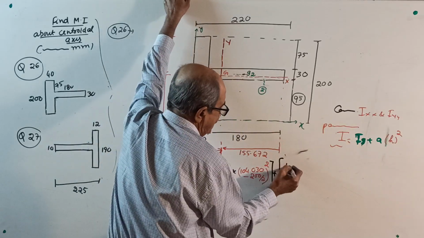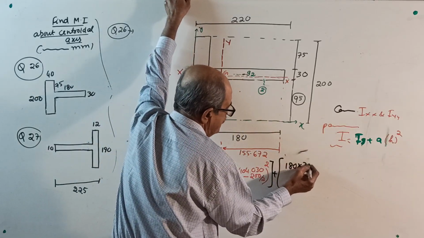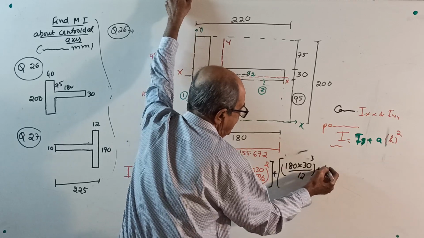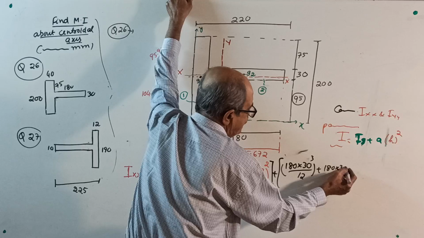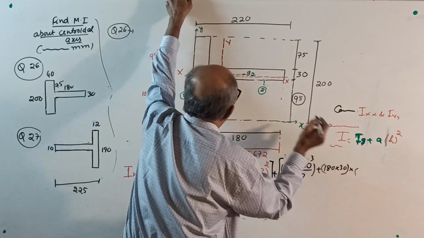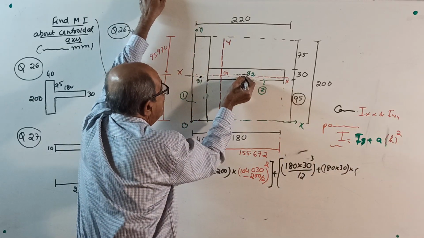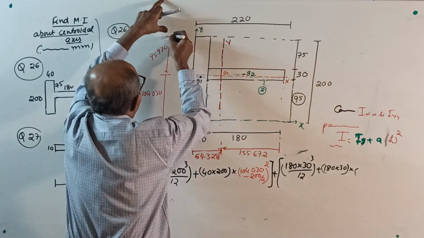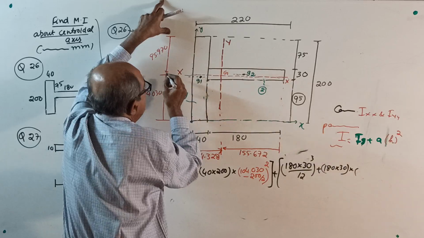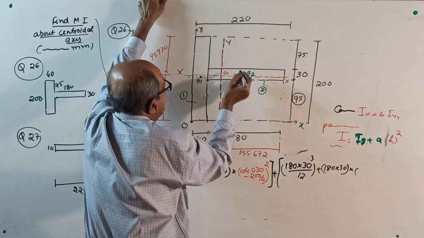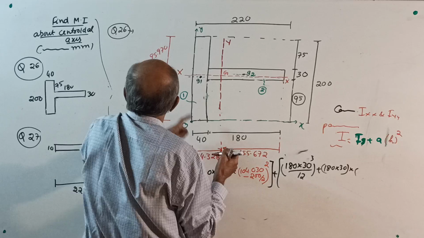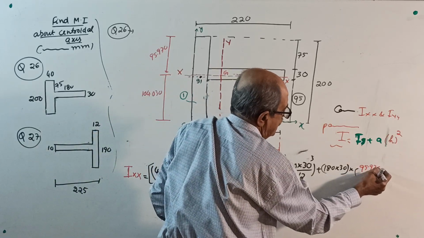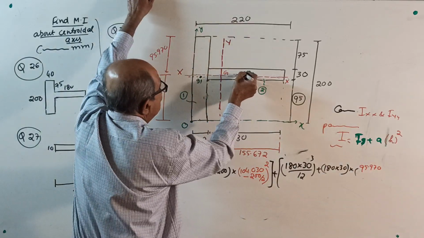180 into 30 cube by 12. 30 cube divided by 12 is I_G, plus area: 180 into 30 is the area, into this distance square. That is, from here to the centroid is 95.970, from the top edge up to the XX axis. How much is it? 95.970. But we want what? We want from here to here.